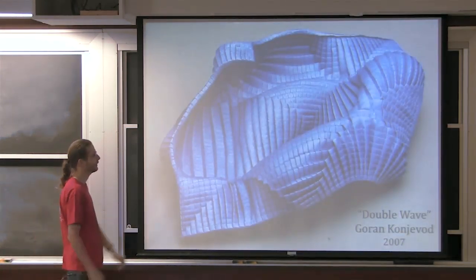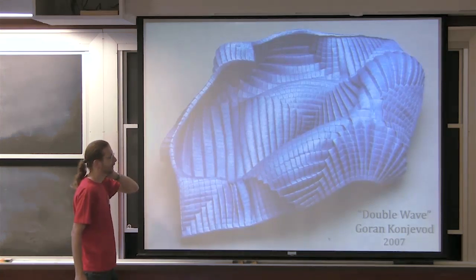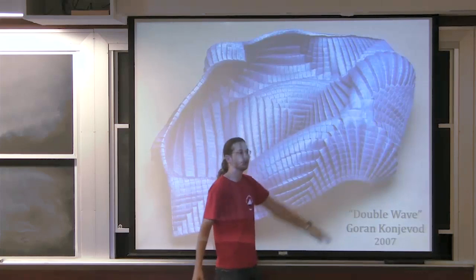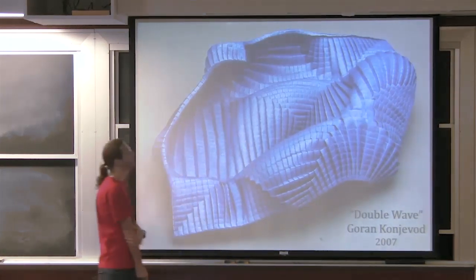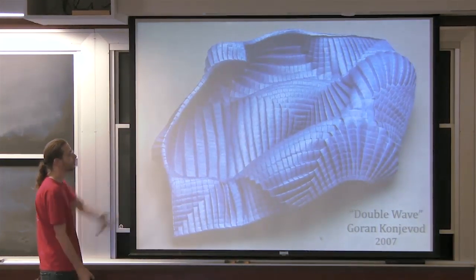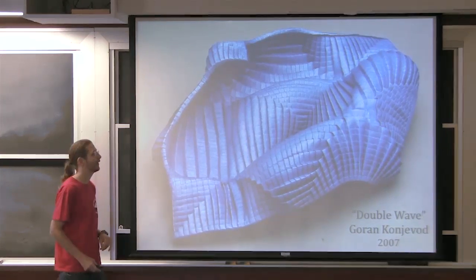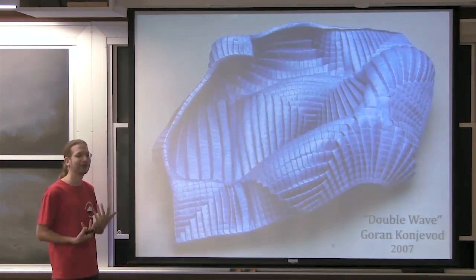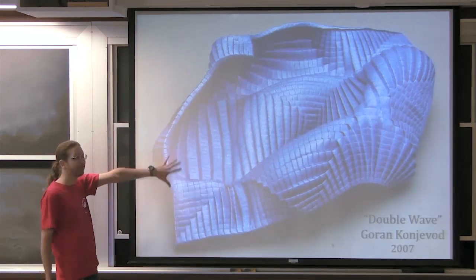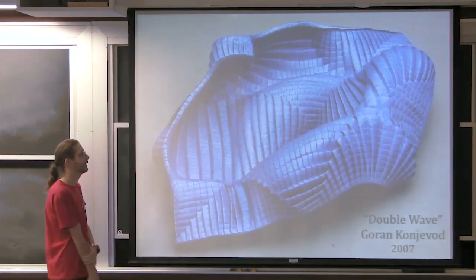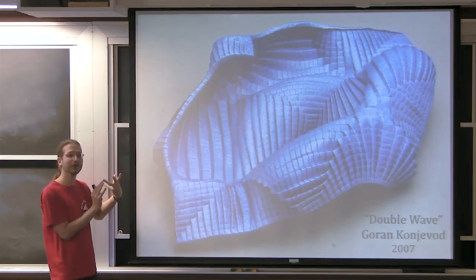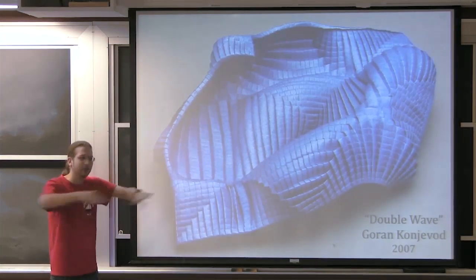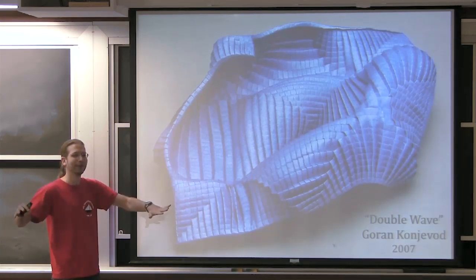This is an interesting tessellation style by Goran Konjevod. He was a co-author on the Folding a Better Checkerboard paper that I talked about. And the crease pattern here is extremely boring. It's a square grid. But the mountain-valley assignment is not quite trivial, and because of the thickness of the material, you actually get this curving behavior. Technically, mathematically, this thing is flat. It's like this really boring pleated square.